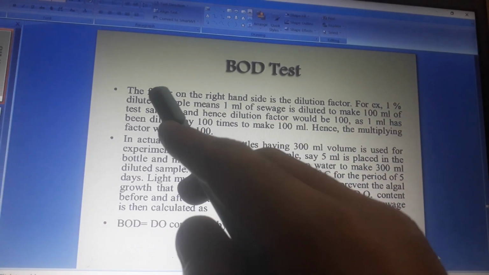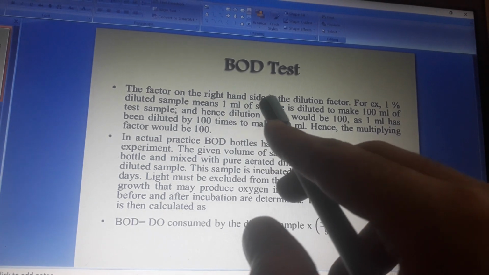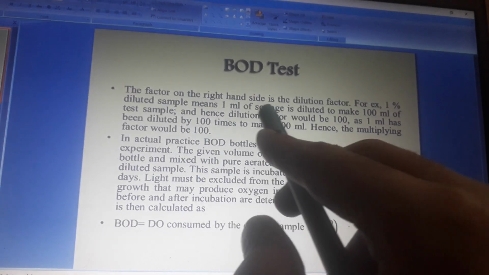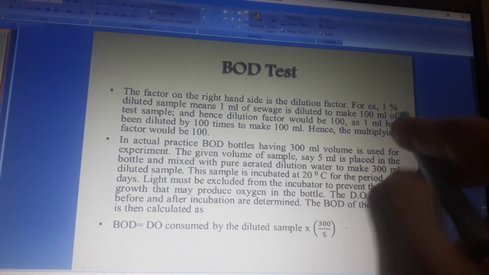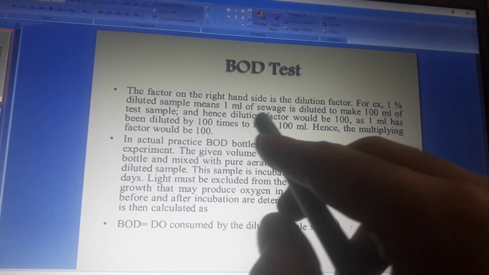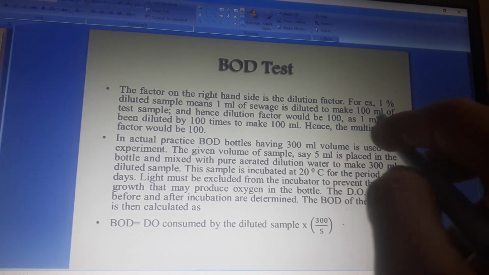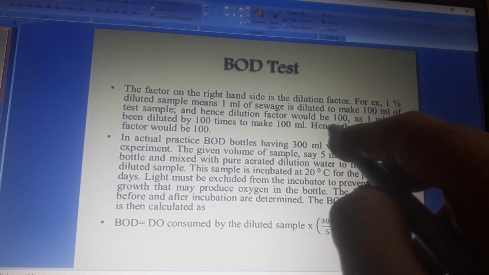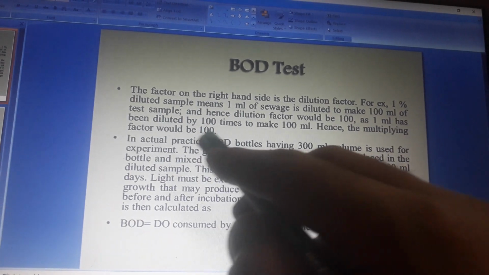BOD test. The factor on the right hand side is the dilution factor. For example, a 1% diluted sample means 1 milliliter of sewage diluted to make 100 milliliter of a test sample, and hence the dilution factor will be 100, as 1 milliliter has been diluted by 100 times to make 100 ml. Hence the multiplying factor would be 100.